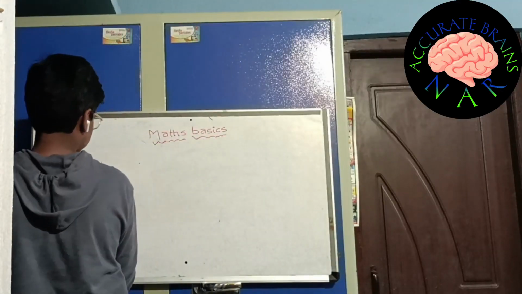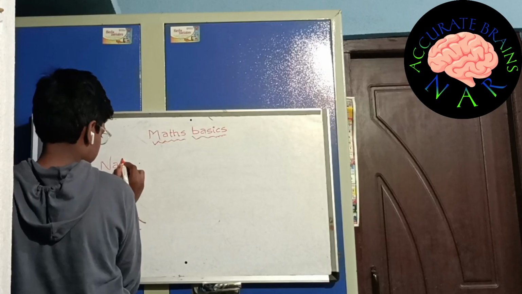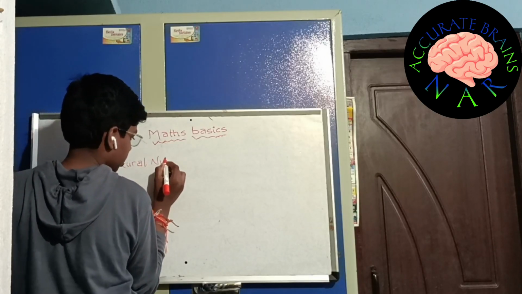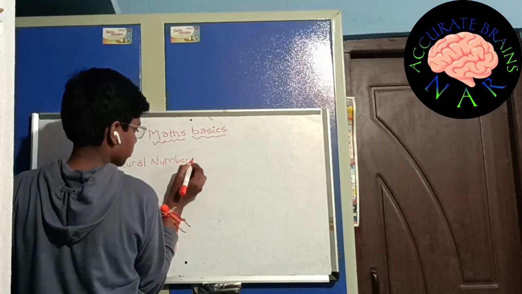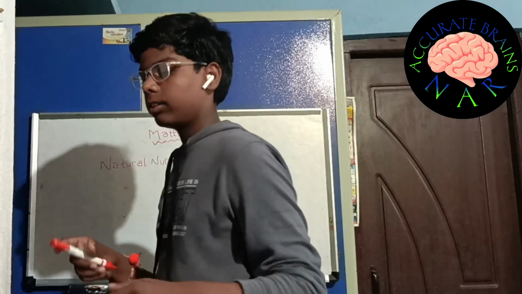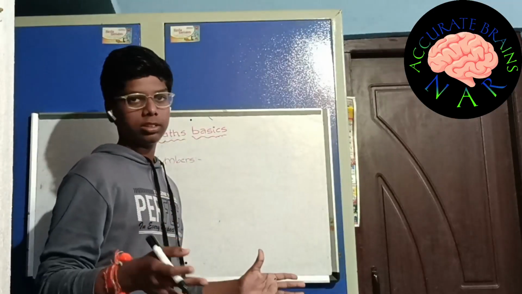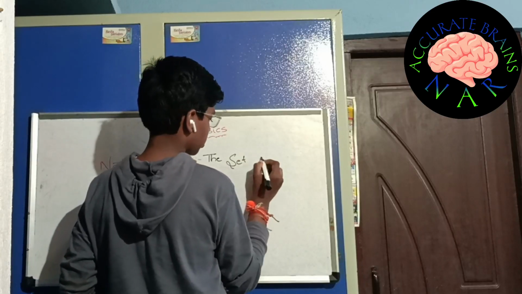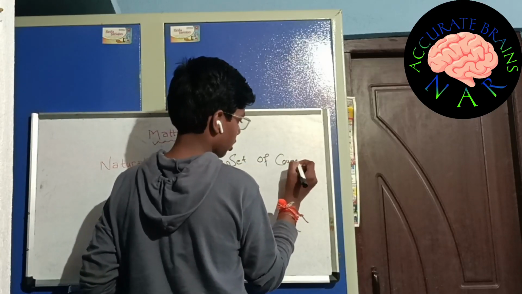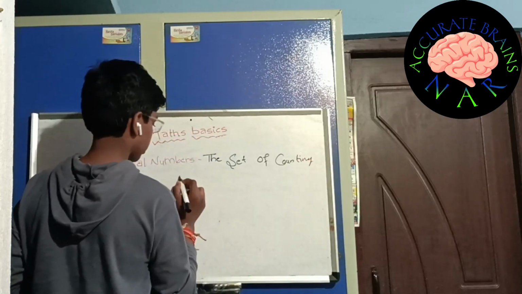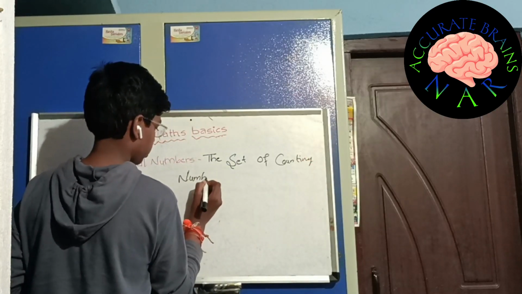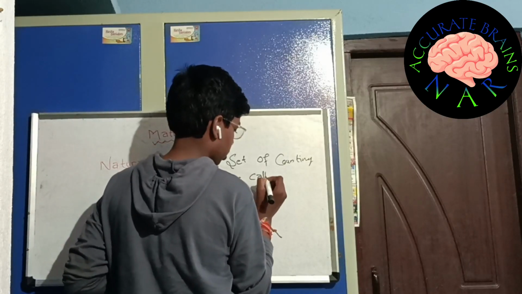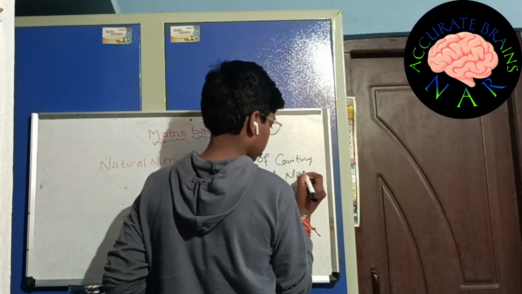So first of all, we will write the natural numbers definition. Natural numbers are nothing but the counting numbers, the set of counting numbers. Counting numbers are called natural numbers.